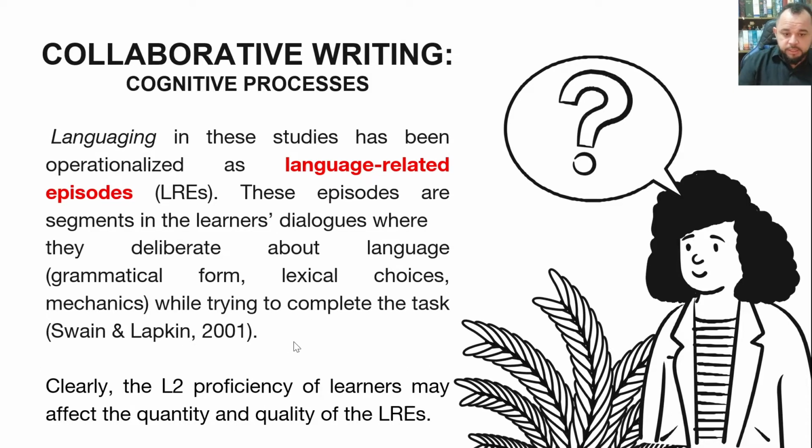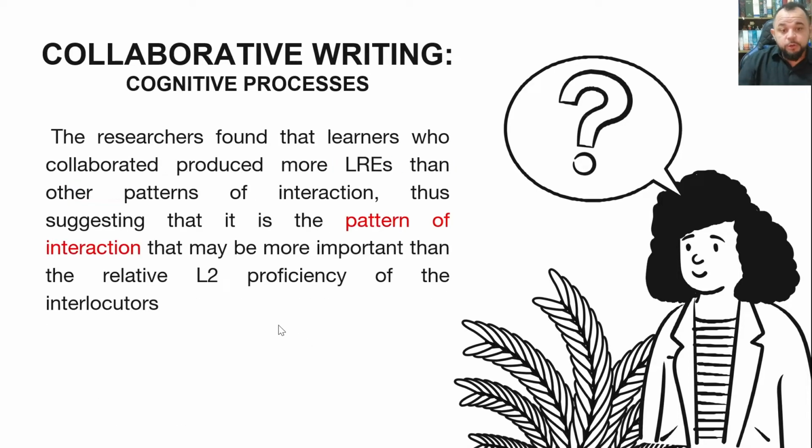That's what is firstly thought, right? So researchers found that learners who collaborate produced more LREs than other patterns of interaction, thus suggesting that it is the pattern of interaction that may be more important than the relative L2 proficiency of the interlocutors. So it might be that the way in which people interact is more important than proficiency itself.